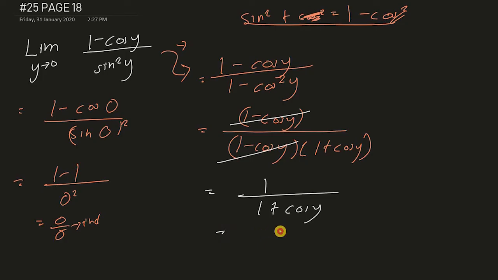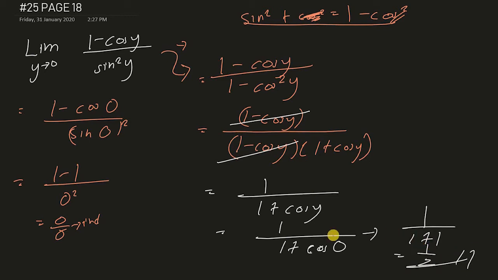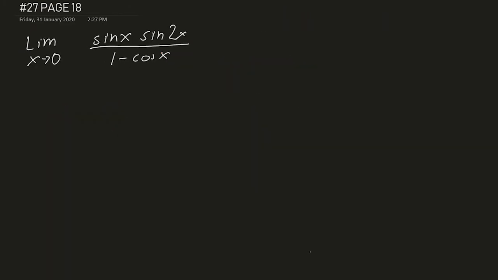Now pwede na tayong mag-evaluate. I-substitute na natin yung value na 0. So, that's 1 plus cosine 0. Ay, joke lang. Di yan y. Cosine 0. And that's 1. 1 plus cosine 0, guys, that's equal to 1. 1 plus 1 is 2, so 1/2. So, basically, this is our final answer, guys. 1/2. Alright? Tama. Alright, let's try solving more problems.